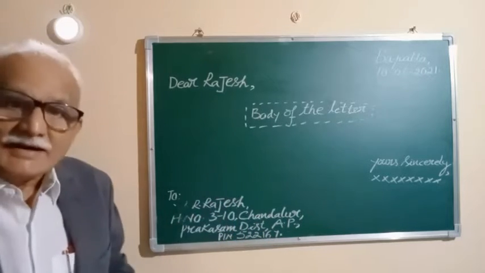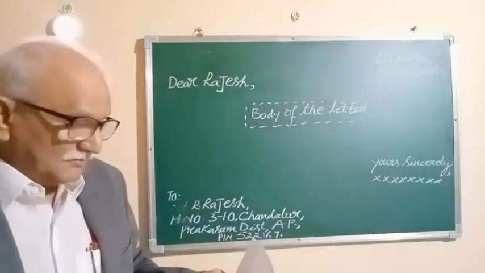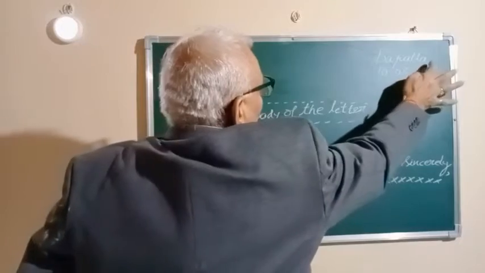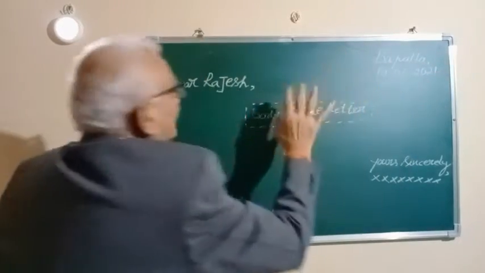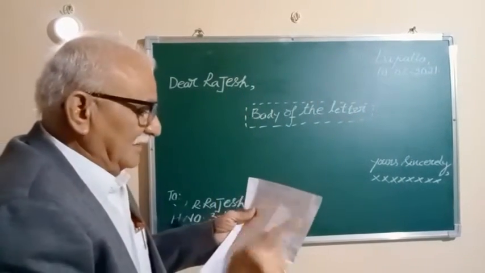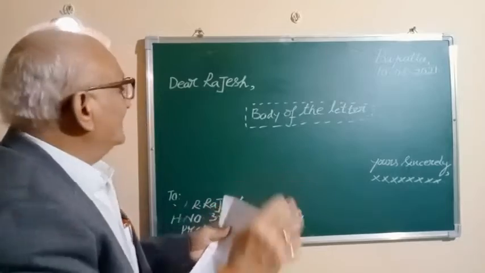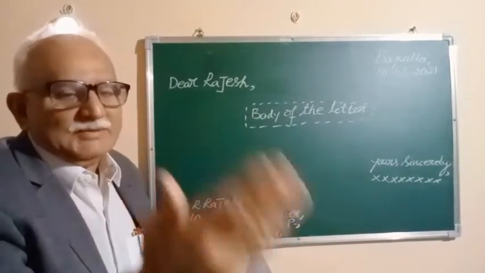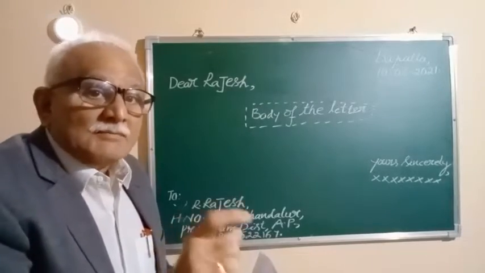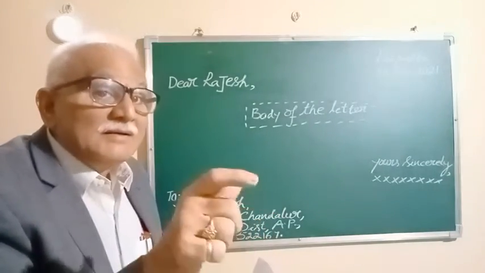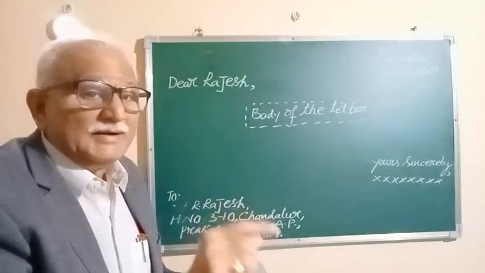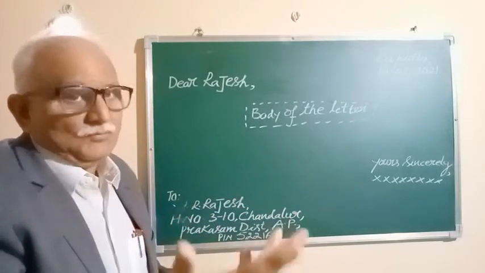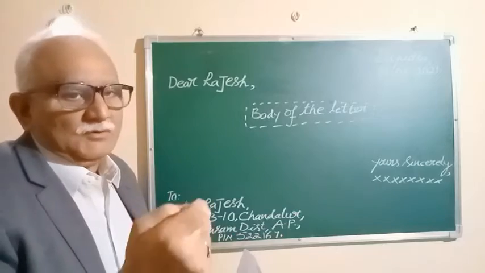So the letter will have, the first one, the heading: your address, comma, full stop, date. Number 2, salutation. What is the salutation? If it is official or business, dear sir. Sometimes you write dear and the name also, dear Satish. So that is what we call it.